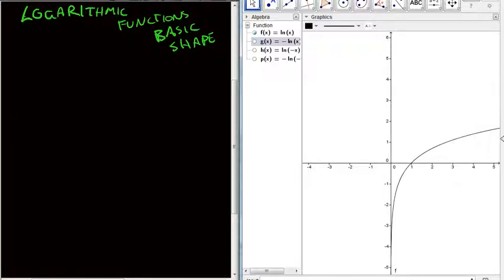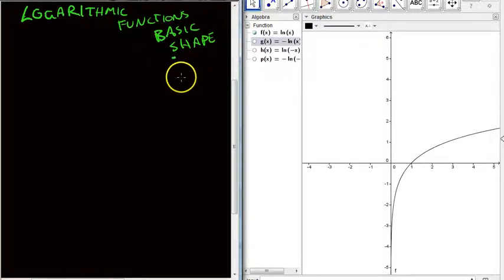Okay, so we're looking at logarithmic functions. We're looking at the basic shape. Now this video is going to feel a bit deja vu-ish because we looked at the basic shape of exponential functions before. Logarithmic functions aren't going to be much different. So let's just jump straight into it.